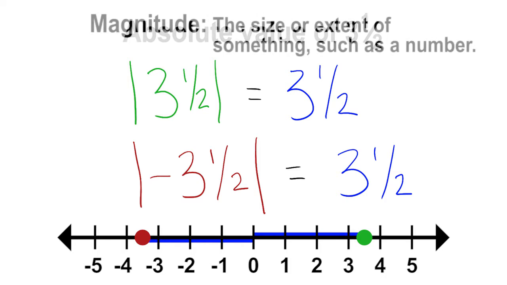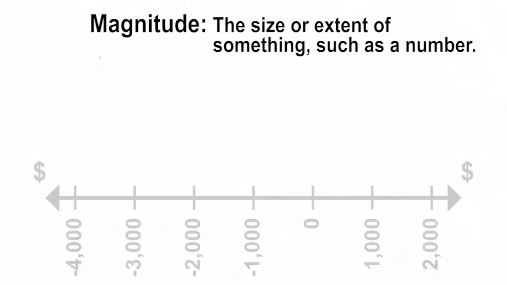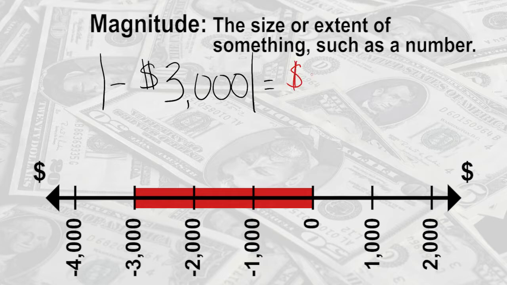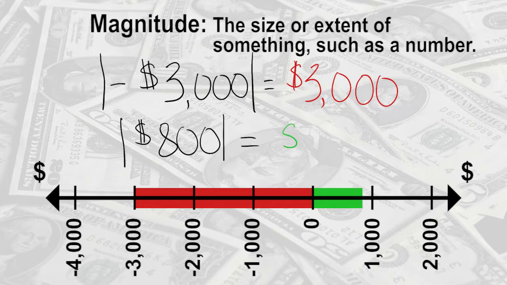Sometimes the word magnitude is used to refer to a number's distance from 0 in terms of size or extent. This may be used as an alternative for the term absolute value. For example, someone who owes $3,000 on their car has a debt with a magnitude of $3,000, and someone with $800 in their savings account has assets with a magnitude of $800.